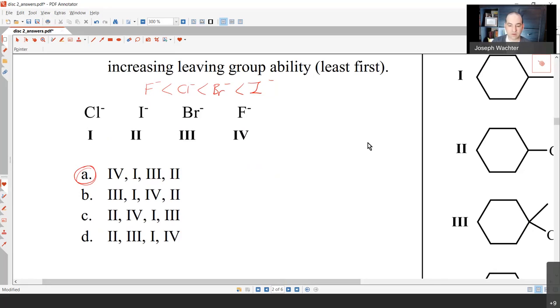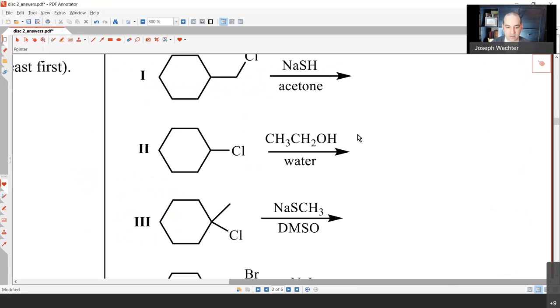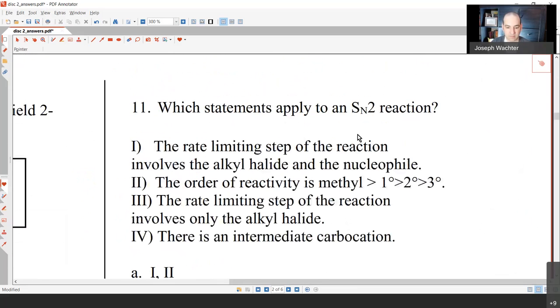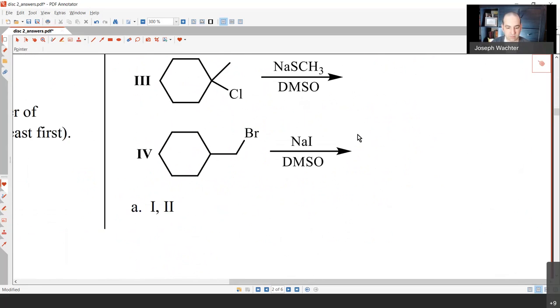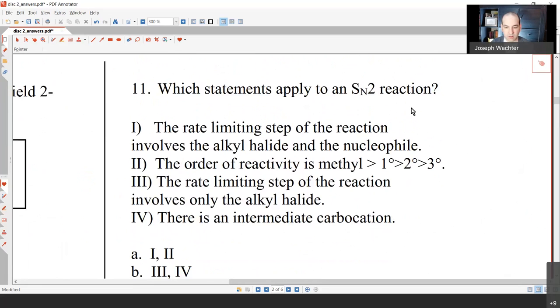All right, so take a look at the next column. So that would be 11 through 13. And then let me know when you're done.